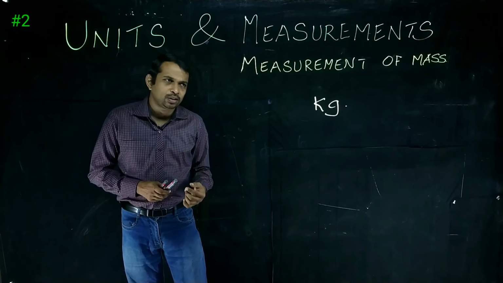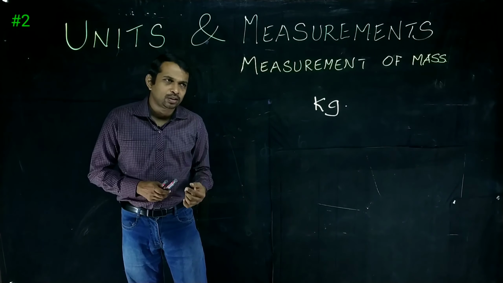The radius of the path followed by a charged particle in a uniform electric and magnetic field is proportional to its mass. Just keep it in your mind, that's it. So that's what you have to study in this topic, measurement of mass. Now, measurement of time.